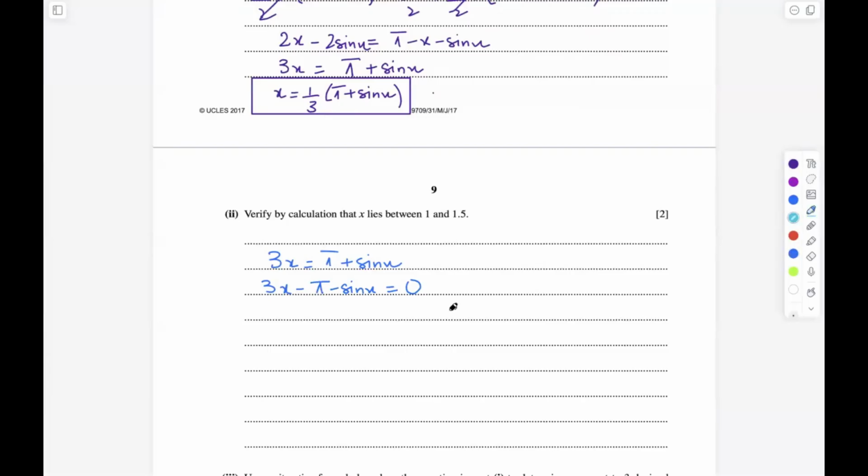Now to show that the root x lies between 1 and 1.5, we have to show a change of sign. So first substituting x equals 1, we'll get 3 into 1, which is 3, minus pi minus sine of 1. When we substitute this in the calculator, we get the value as minus 0.983. And when we substitute x equals 1.5 into the equation, this will become 3 into 1.5, which is 4.5, minus pi minus sine of 1.5. And the answer will be 0.3609 or 0.361. As we have shown a change of sign from negative to positive, it means that x lies between 1 and 1.5.